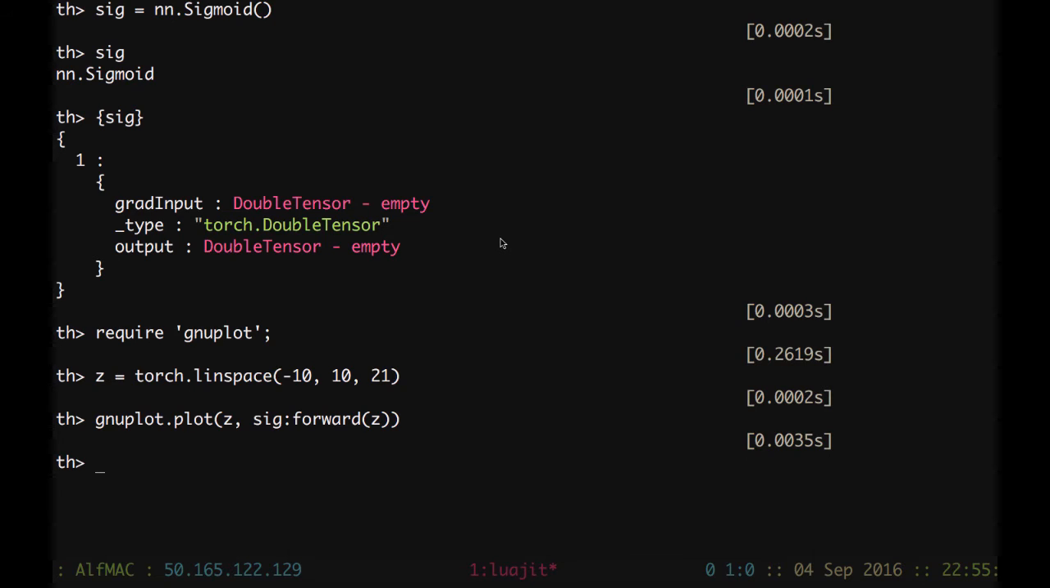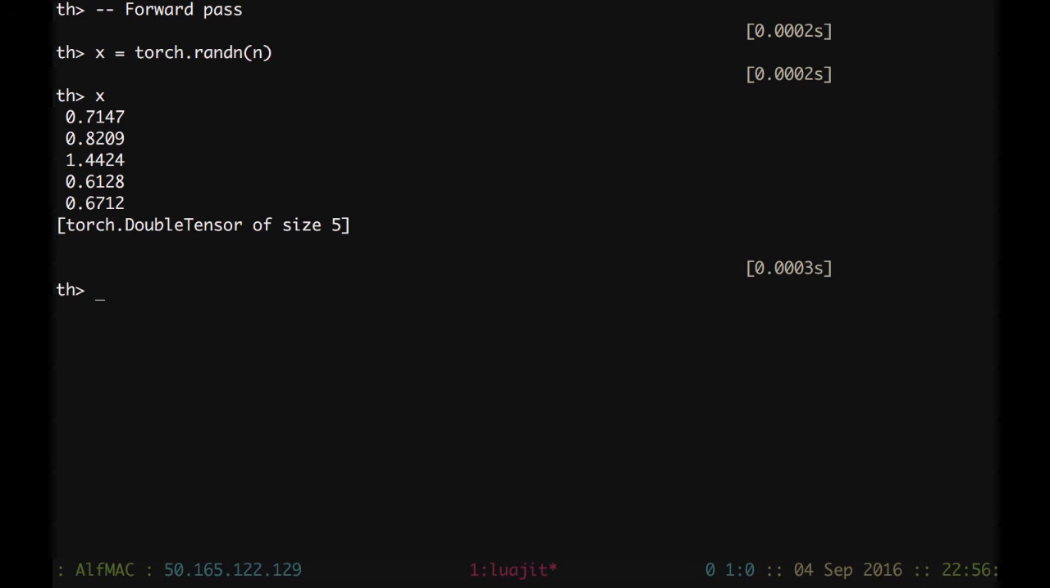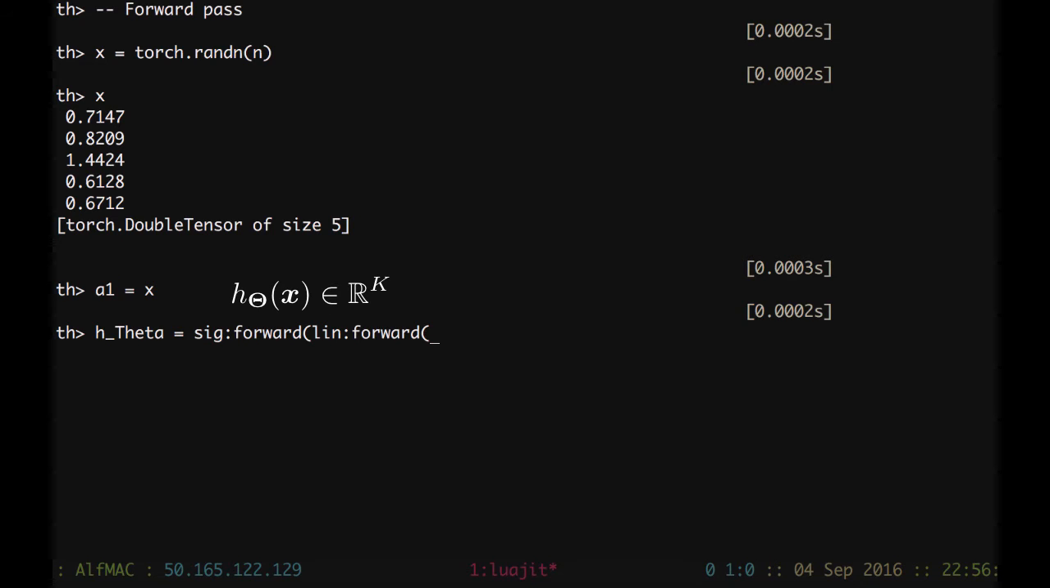All right, so let's go on and start now with the forward pass. We can clear the screen and let's start. Forward pass. So let's have our input vector x, just a torch random normal distribution of size n. So this is our x, and then we have that a1 is equal to x by definition. We have that h theta, the final hypothesis, the output of our network, is going to be the sigmoid, to which we forward the linear, to which we forward our input x. And this is going to be our output.